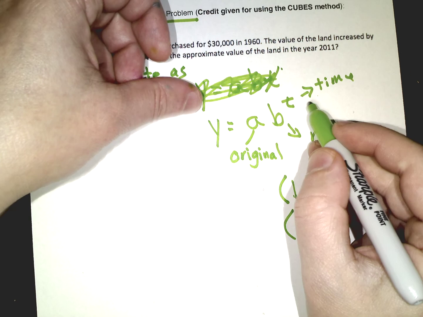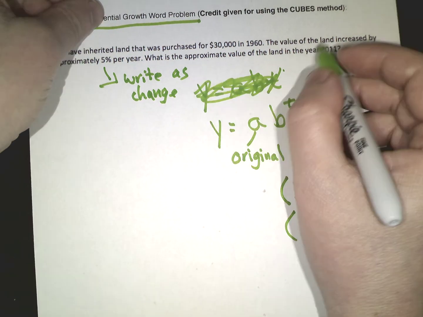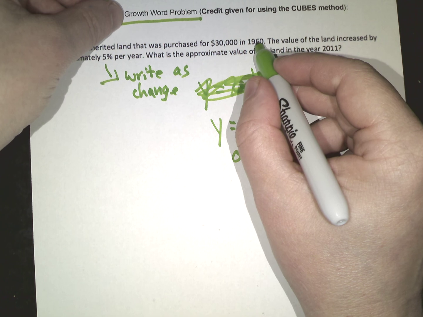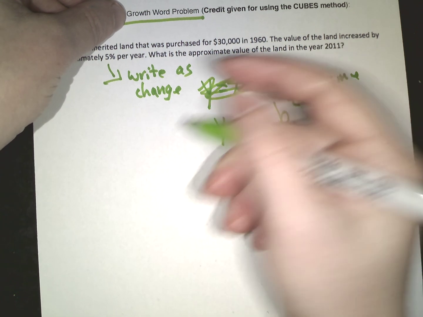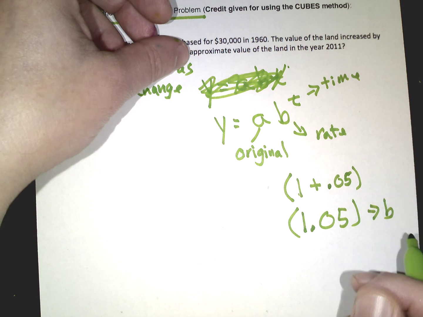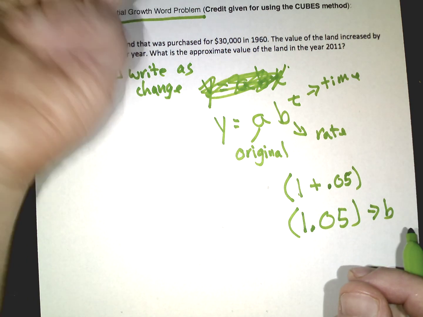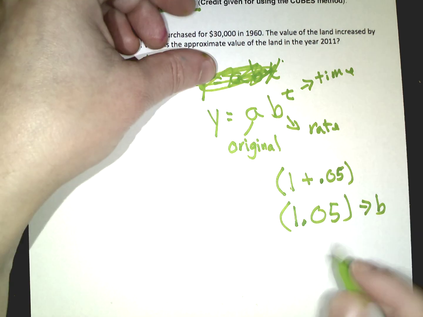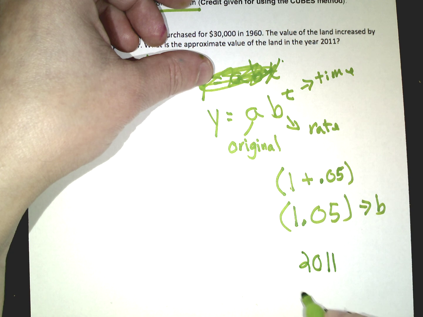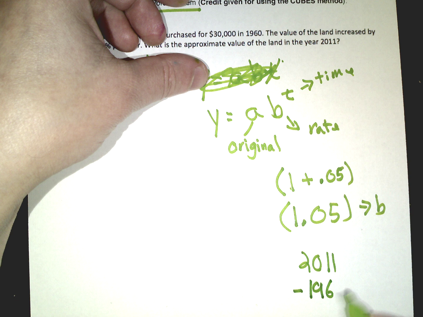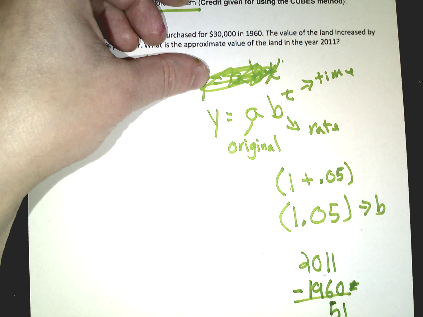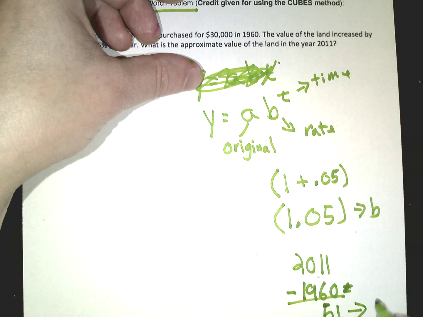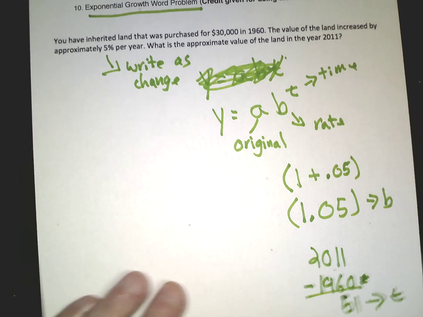My T, time, well, in this case, it's in years, and it's from 1960 to 2011. Unless they tell you, I think on the final it says something like 10 years or 20 years. But if it says literally this, I have to figure out my T here. So this one might be a little bit harder. 2011 minus 1960 equals 51. Okay, so my T is 51. And my A, the original amount, is just 30,000.